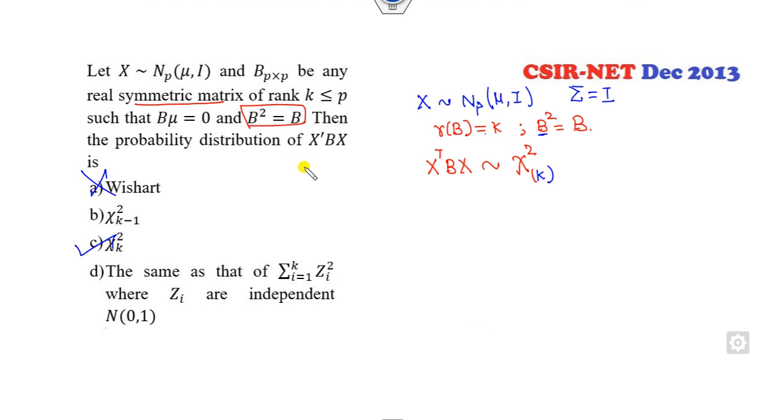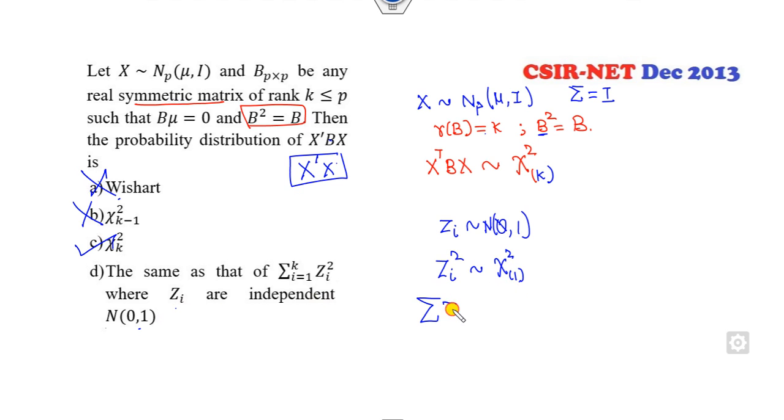The other distribution is cancelled out because for that case it would follow that distribution, but because of the B it is not true. Chi-square, this is cancelled. Now where Zi's are normal distribution, if Zi is my normal distribution with 0, 1, what is the Zi square? It follows my chi-square distribution with 1 degree of freedom. If you add them K times, then it follows the chi-square distribution with the degree of freedom K. So this is also the correct option. So the right answers are C and D.